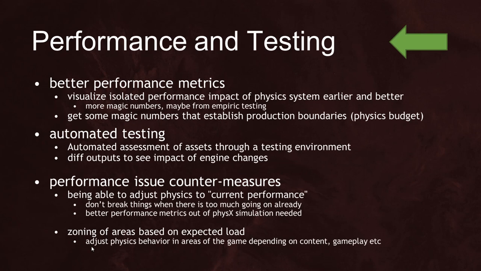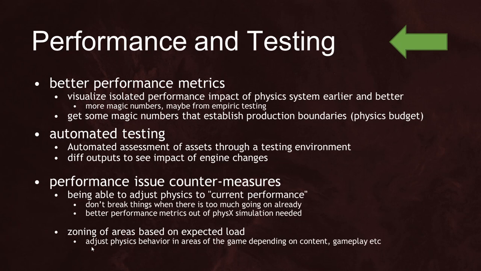So really it is performance and testing. So we need better performance metrics. We need to basically be able to have sort of a made-up magic number. I mean, it doesn't have to be some tangible number in bits per second or something. It has to be just a thing that says, hey, now you are in this kind of range, and if you go beyond that range, this is usually when it goes bad. And those magic numbers can then form a proper physics budget that you can then start doing some kind of automated testing. That is the second point.